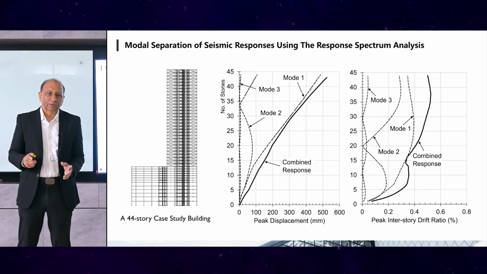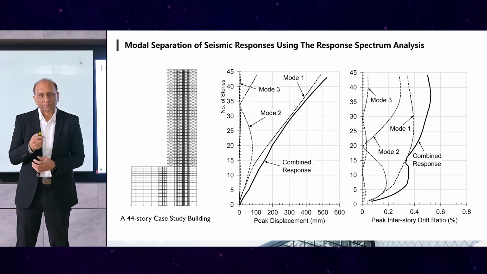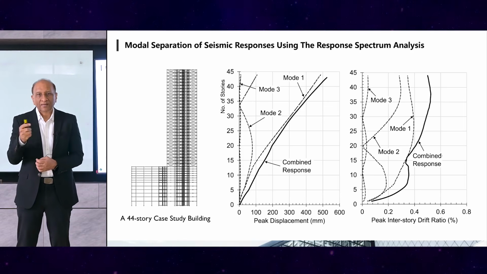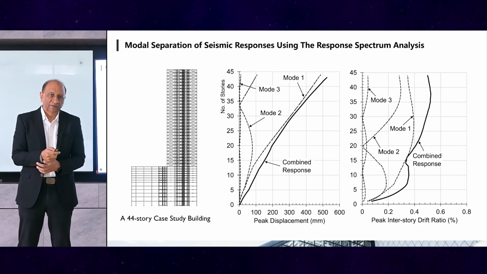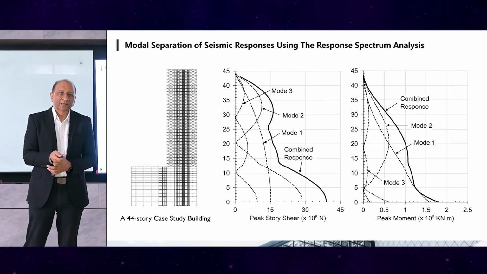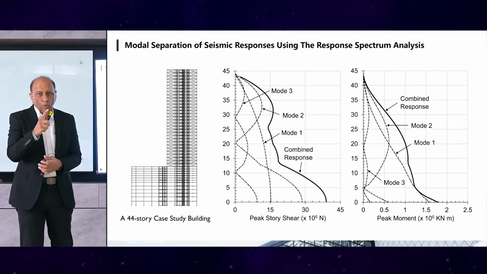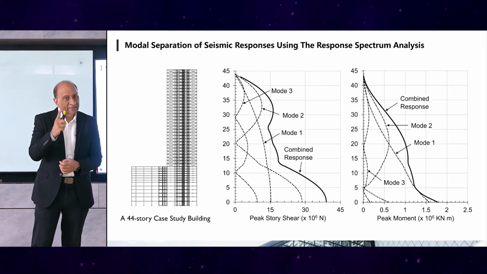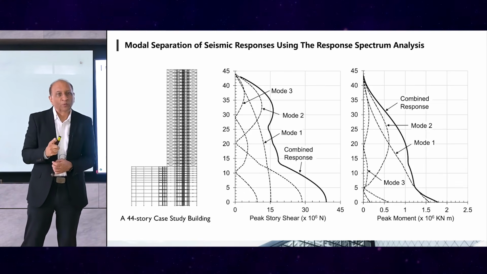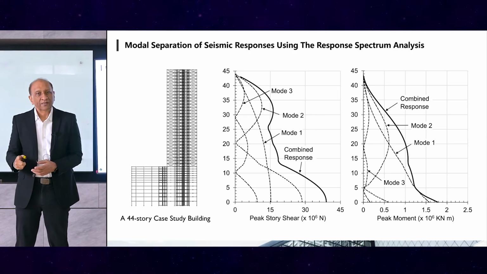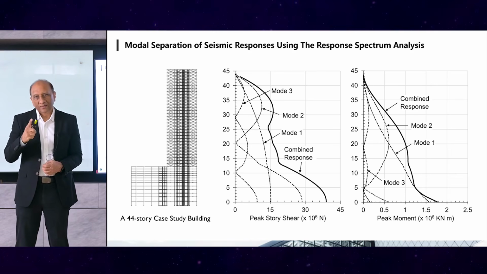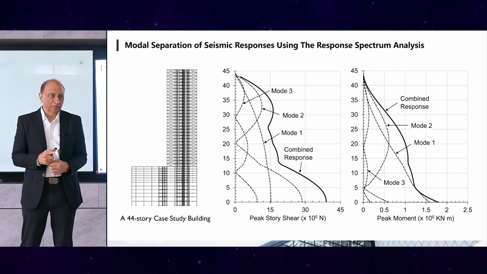They are not the typical ones that we normally assume. So the drift is very different for each mode, even though the sum may be like that, but the individual modes give a very different story. And similarly, the moment and shear are very different. And you can see here that at the top of the building, where we typically assume a small shear, the shear gets a peak. And moment also gets a peak in the middle or somewhere.